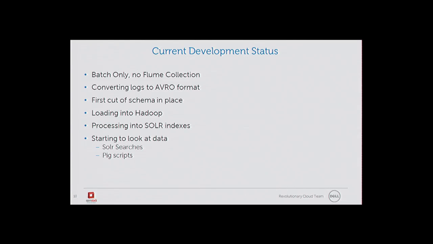From Hadoop, we're currently creating Solr indexes, so we can do a quick search in Solr to look at the data and get a feel for what's there, and begin looking at the data itself. So using Pig, using Solr, and looking at the data and saying, how do we really want to structure this going forward? That's the current development status. It's not releasable yet. It's very hackish, I will admit that. It's really a prototype, but I'm bringing it here to see what people think and figure out where we should go for the next steps.